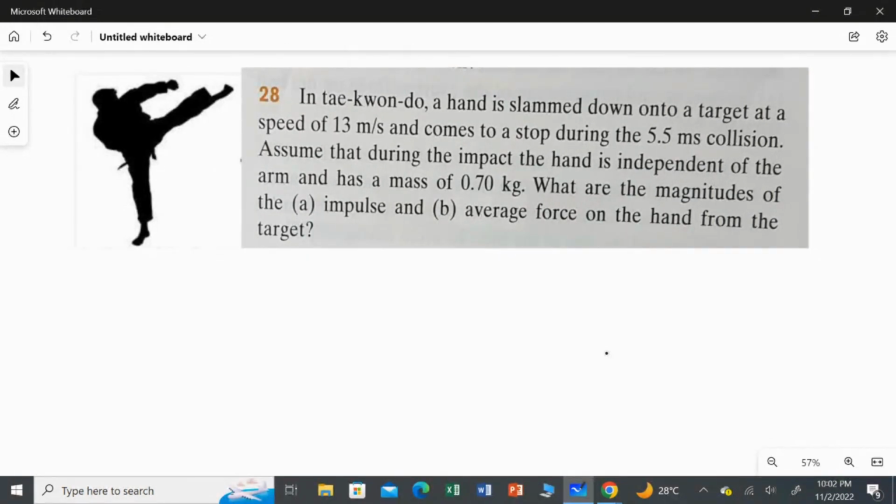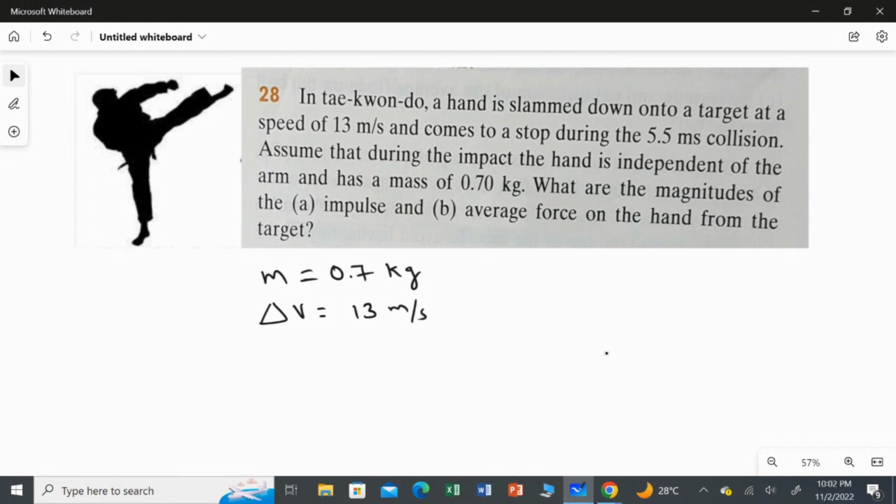So they are not using any arms, they are using only the hand, and the mass of the hand is given as 0.7 kilogram. So let's write what is given in the question. The mass is given as 0.7 kilogram, and here the change in speed. We are just taking only the magnitude, so the change in speed, 13 and 0. The change in speed we can write as 13 meters per second.